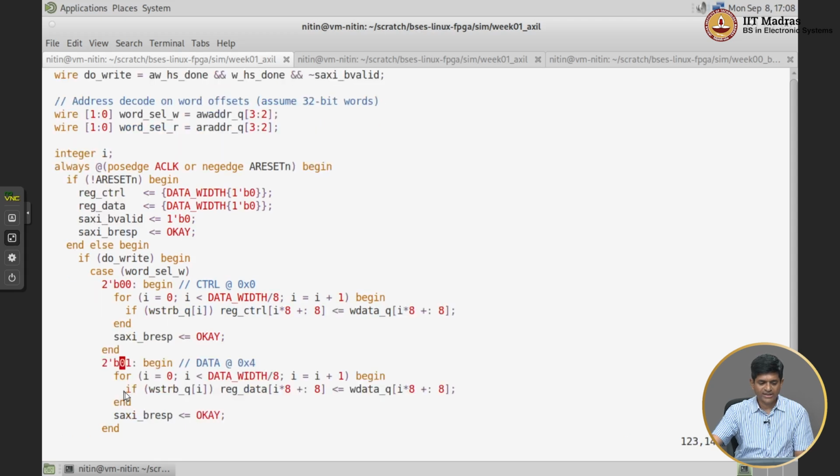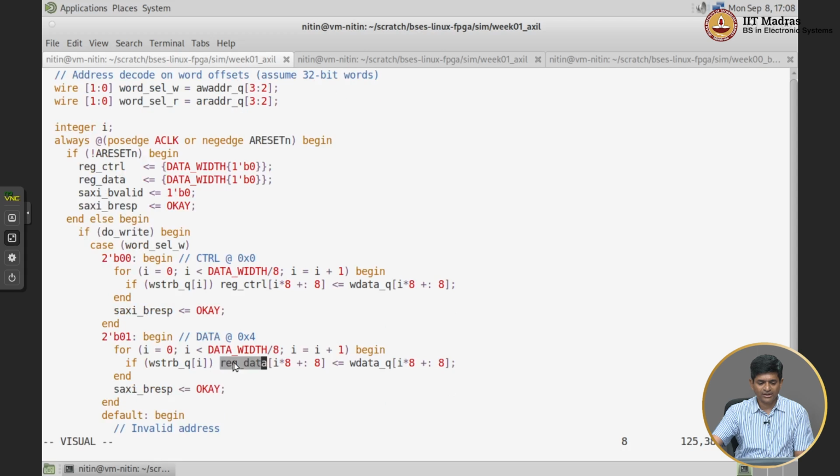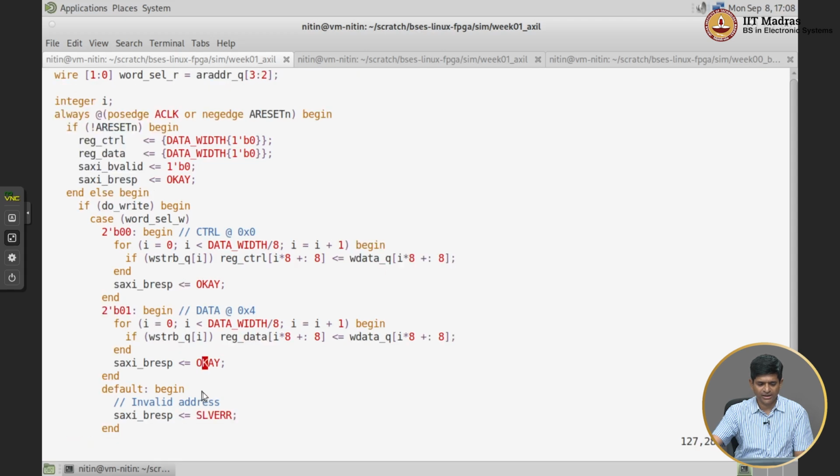What if the address was 0, 1? It means that I need to update reg data. I then go in there, do the same thing, check the strobe and update the value of reg data, and I set the response to OK.